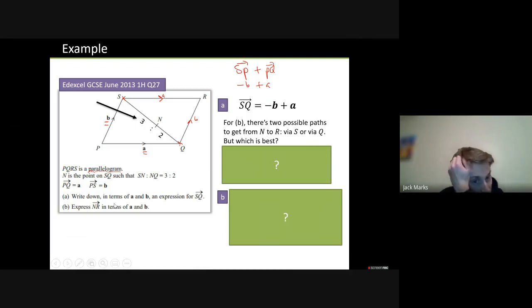For part B, express N to R in terms of A and B. So again, we break the instructions up part by part. How are we going to do this? So N to R, maybe a sensible way to do this would be to go from N to Q, and then Q to R, dot to dot with the letters. QR, I know what that one's going to be already. I can see that that's going to be B. NQ is less obvious.